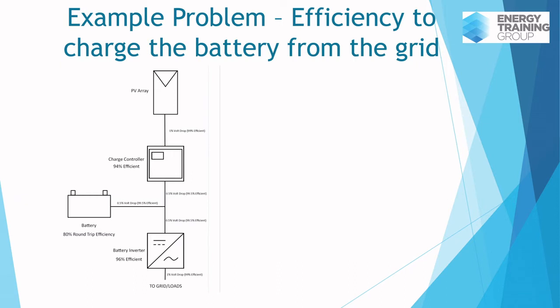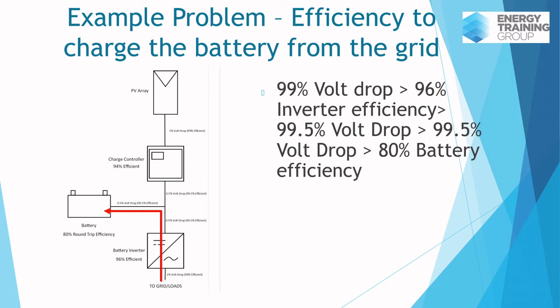And now we're going to look at the efficiency to charge the battery from the grid. Same process. First of all, we look at our circuit path, and we can see that we have a little bit of 1% volt drop on the AC side of the inverter, so 99% efficient. We've got a 96% efficient inverter. We've got two sections at 0.5% volt drop or 99.5% efficient, and we have 80% battery efficiency.